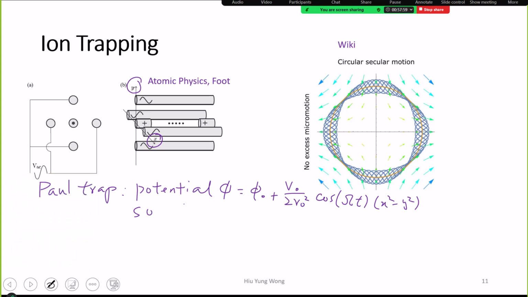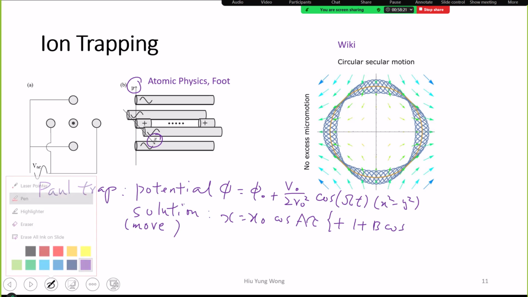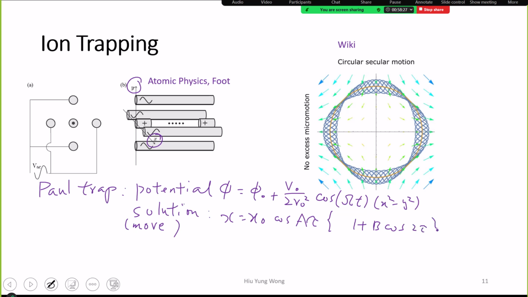If you solve for the solution, it says how it will move. Solution means how the ion will move. It's not stationary. It's equal to x naught cosine a tau, times 1 plus b cosine 2 tau, with tau equal to omega t divided by 2. Not very useful for you, but this is what I captured from Wikipedia.